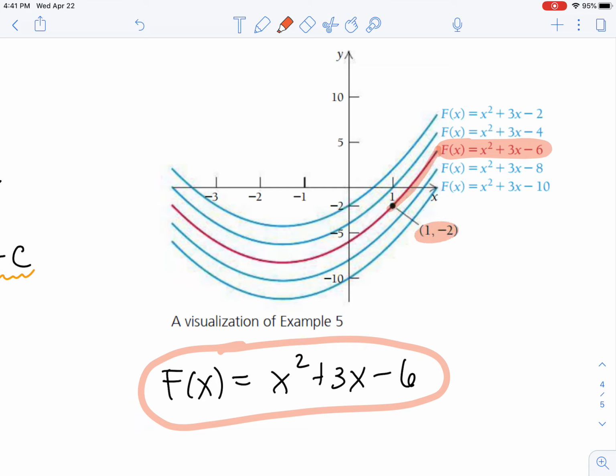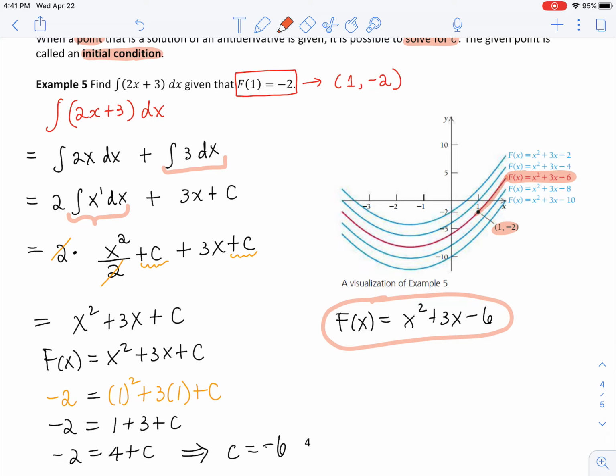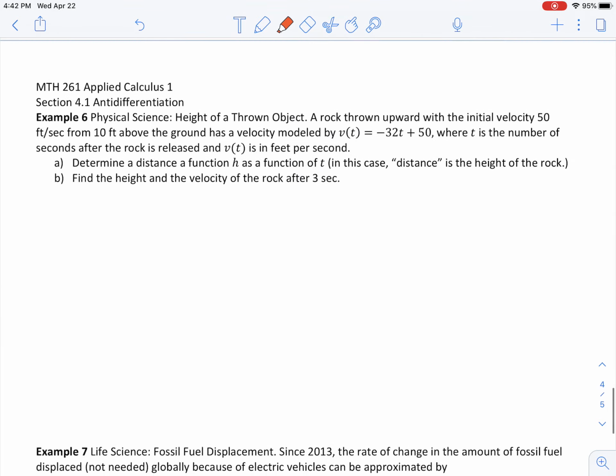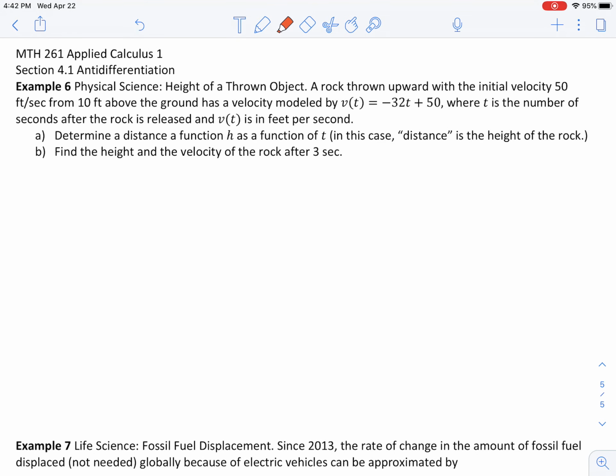So how do we know that this was the only one that will satisfy this problem? What made us know that this is the only one that is the right answer here? Because this is the only graph that goes through the point 1, negative 2. And the other ones did not go through 1, negative 2. So out of all these antiderivatives, we found the only one that satisfied that initial point, okay? Initial condition. So that's what we're going to do. Let's try another one on number 6.